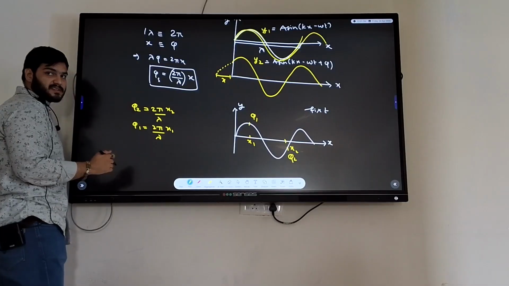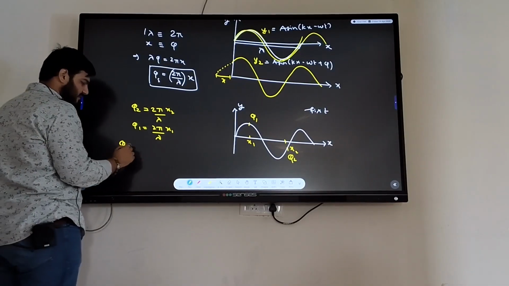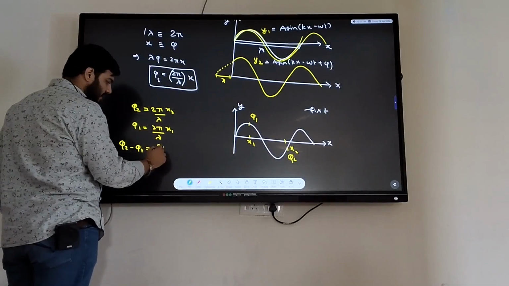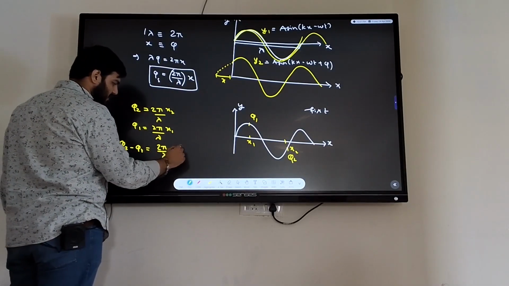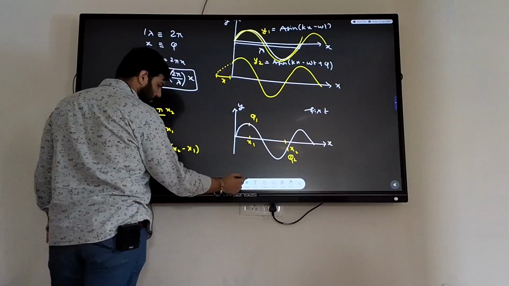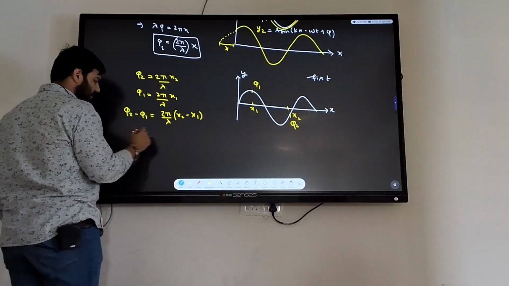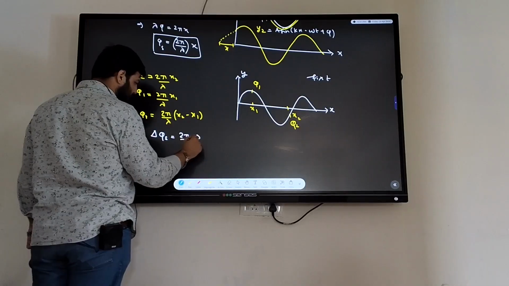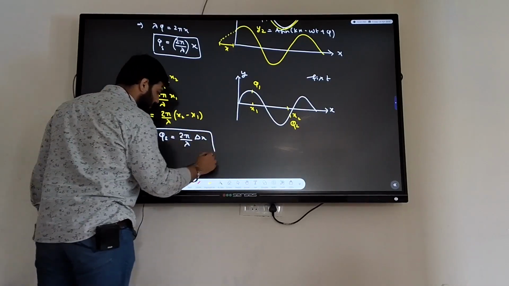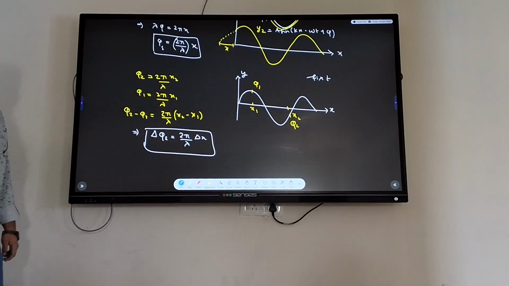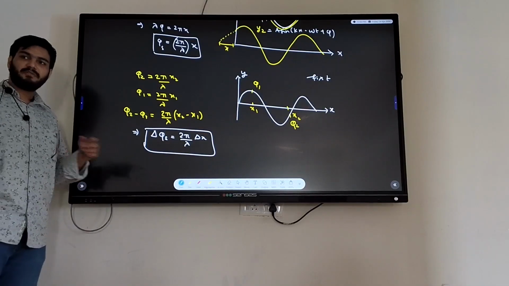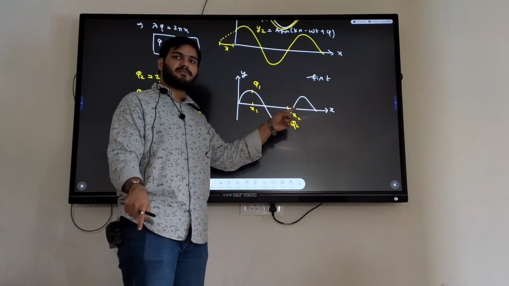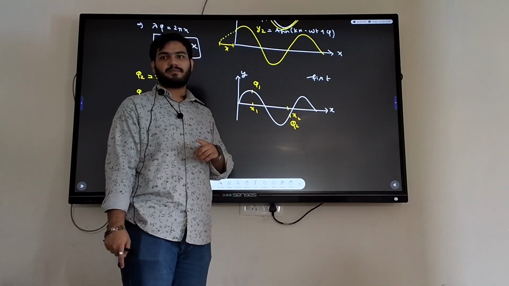Then what is the difference in angles between them? That's phi2 minus phi1. And I can take 2 pi by lambda common. I will get 2 pi by lambda times (x2 minus x1). And what is this equal to then? That's delta phi_s. That's equal to 2 pi by lambda times delta x. What is this called now? This is the phase difference between what? Between two particles of the same wave at a given fixed time.